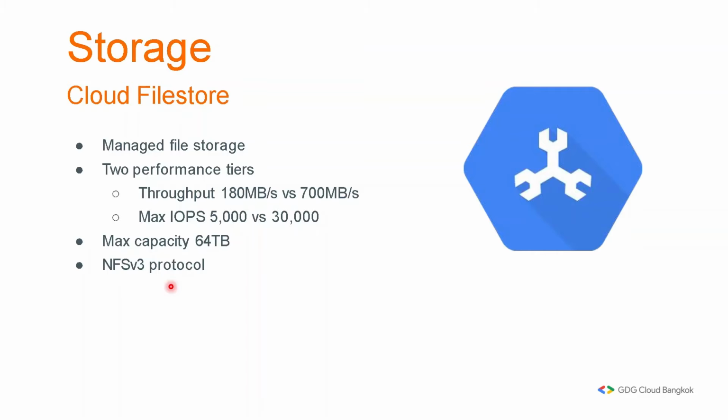It is a managed file storage, and it has two performance types. One is throughput of 180 MB per second versus 700 MB per second, and it has a max IOPS of 5000 versus 30,000. It has a maximum capacity of 64 terabytes and uses the NFSv3 protocol.